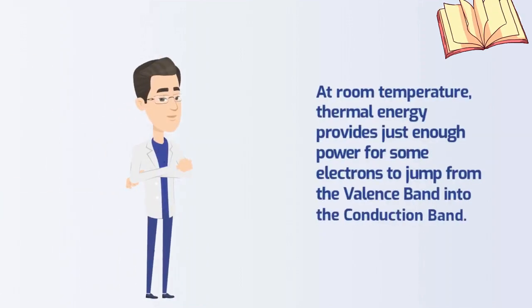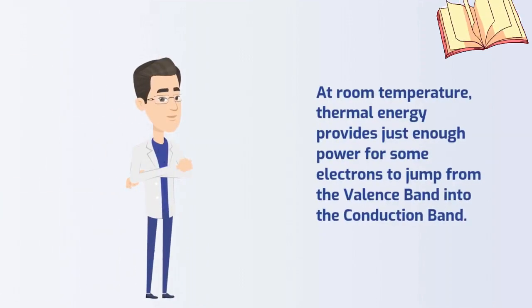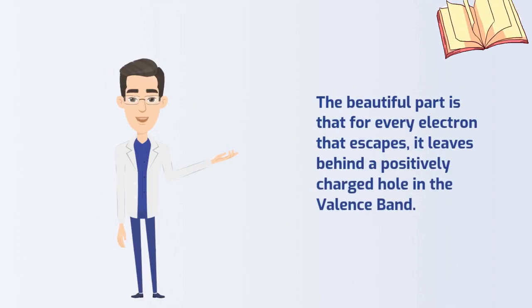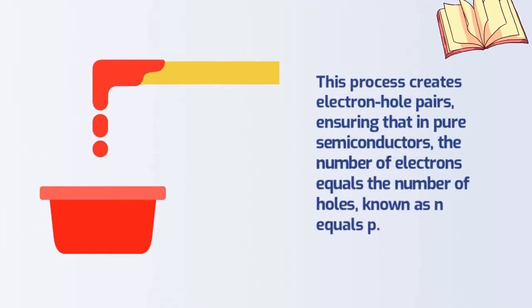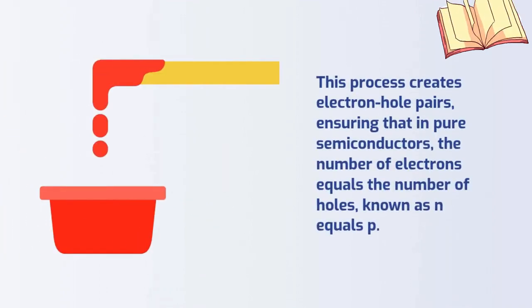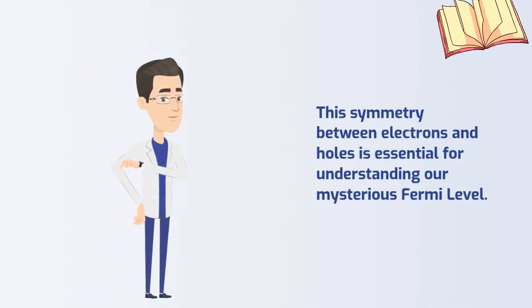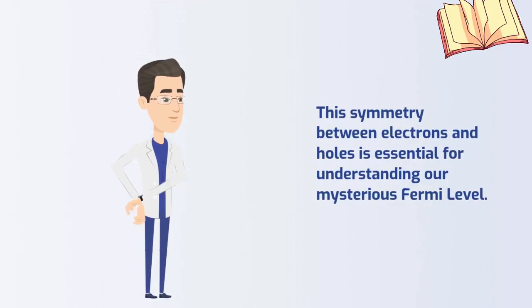At room temperature, thermal energy provides just enough power for some electrons to jump from the valence band into the conduction band. The beautiful part is that for every electron that escapes, it leaves behind a positively charged hole in the valence band. This process creates electron-hole pairs, ensuring that in pure semiconductors, the number of electrons equals the number of holes, known as n equals p. This symmetry between electrons and holes is essential for understanding our mysterious Fermi level.